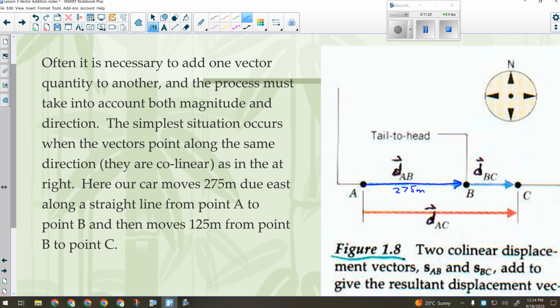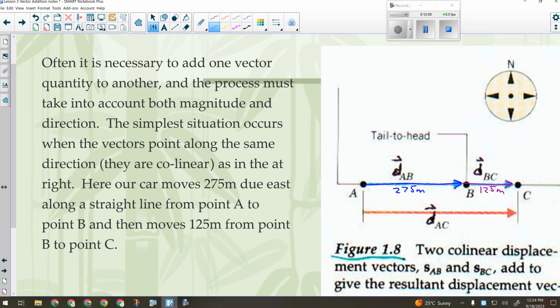So then I draw my next vector on. What I try to do on the board is draw them in different colors so that they stand out a little bit better. You can totally do that on your paper as well. Okay, what's my total displacement? 400 meters east. Is that very difficult?